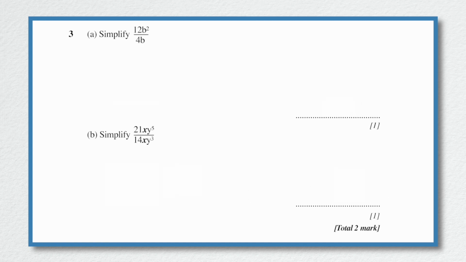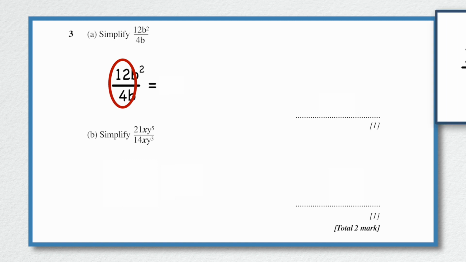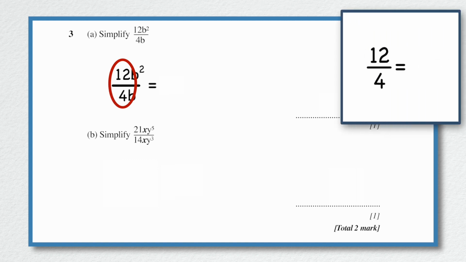And here's the last question. Simplify 12b squared over 4b. Or we can think of it as 12b squared divided by 4b. So to simplify this, first of all, we look at the coefficients. If this was just a fraction 12 over 4 and we were asked to simplify it, we would basically divide top and bottom by 4 because 4 goes into 12 and 4 goes into 4. So 12 divided by 4 is 3 and 4 into 4 is 1. So we have a coefficient of 3.